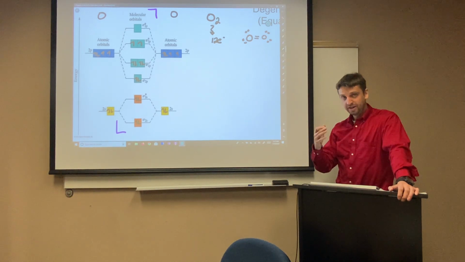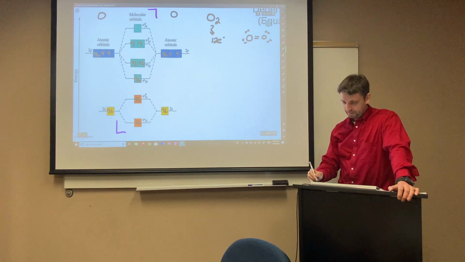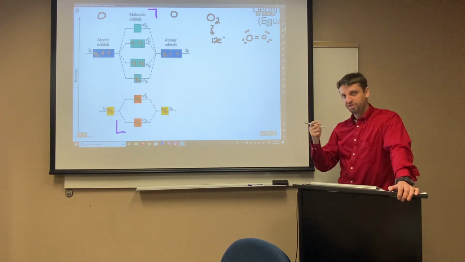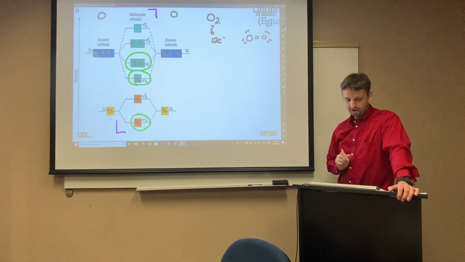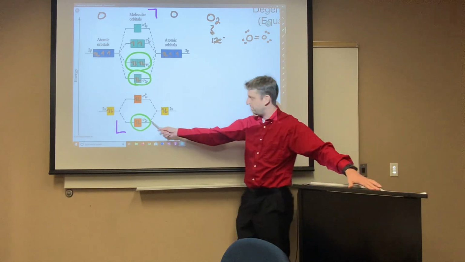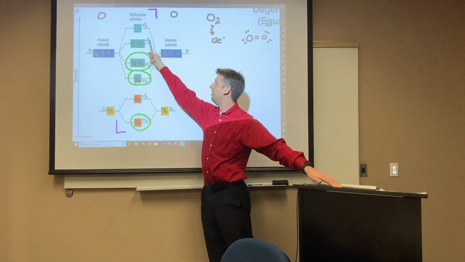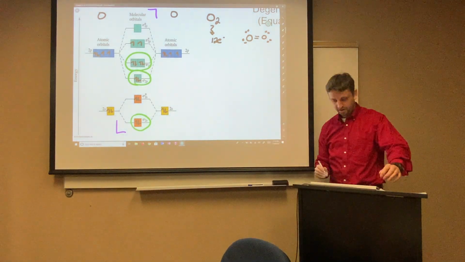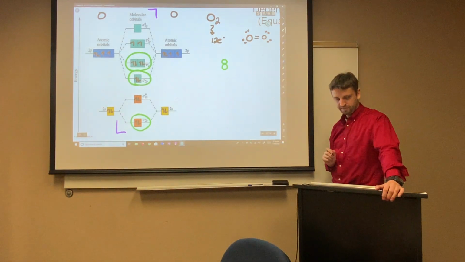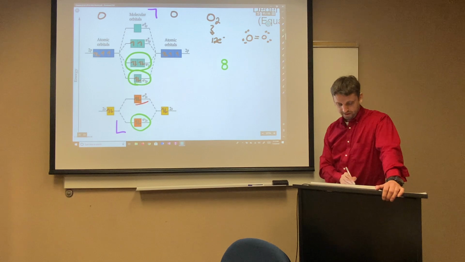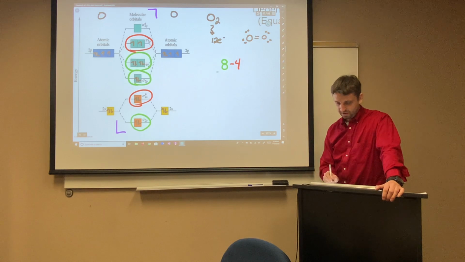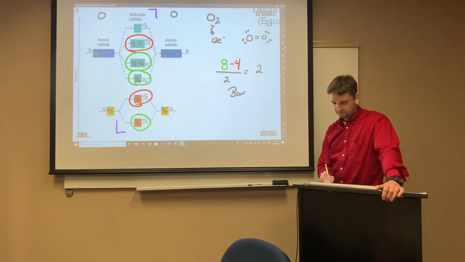Remember, bond order is bonding minus anti-bonding, divided by 2. Let me change colors. I'll go to green, and I'm going to circle my bonding combinations. So bonding, bonding, bonding right there. How do I know that those are bonding? Well, there's no star next to them. Remember, the stars are the anti-bonding. Got it? So we have a total of 8 electrons that are bonding. Let's see what color I can use. Red. Anti-bonding, anti-bonding. So minus 4. Divided by 2 equals 2. So bond order of 2.